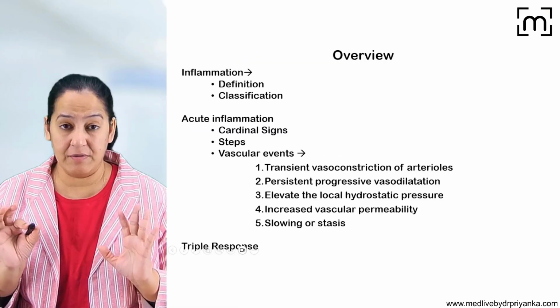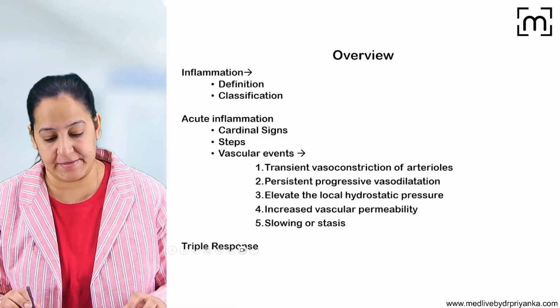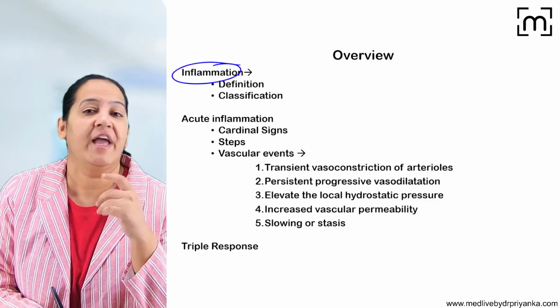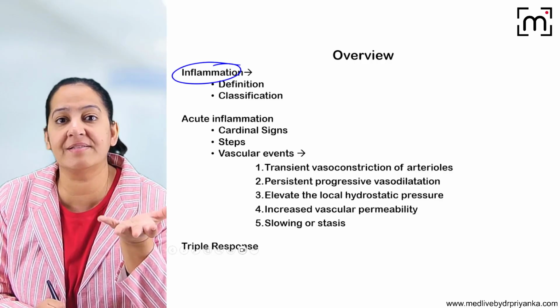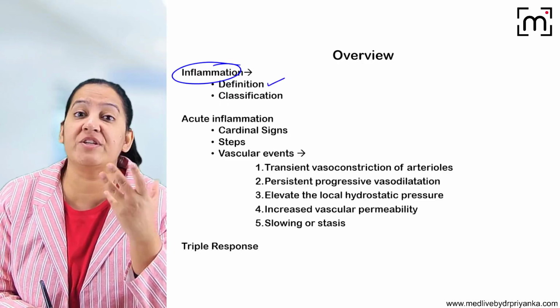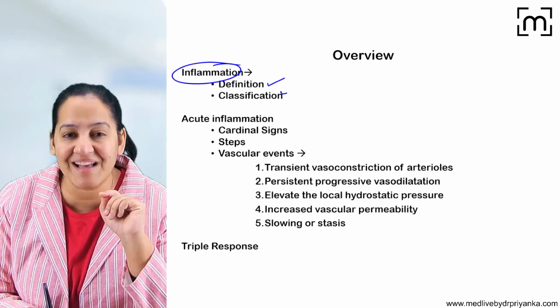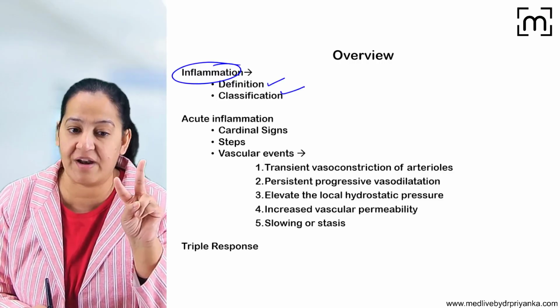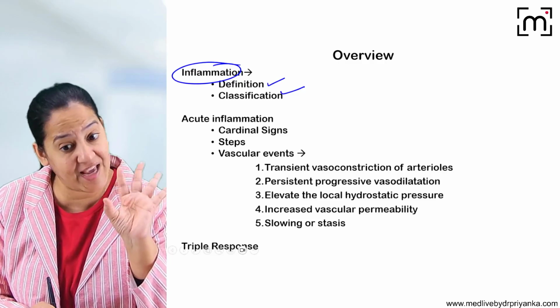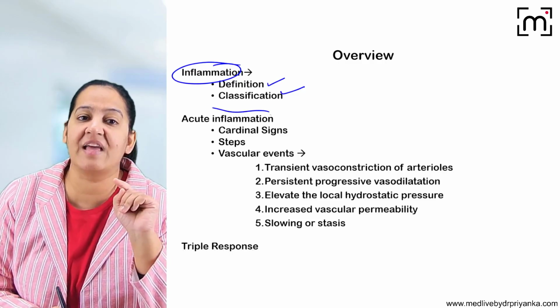So you must know how to frame your answer in your university exam. In this topic, first of all, I will tell you what is inflammation. If you don't know what is inflammation, how can you understand the vascular events of acute inflammation? So first understand the definition of inflammation, then understand the classification of inflammation, the two types of inflammation, that is acute inflammation and chronic inflammation, out of which we are dealing with acute inflammation here.